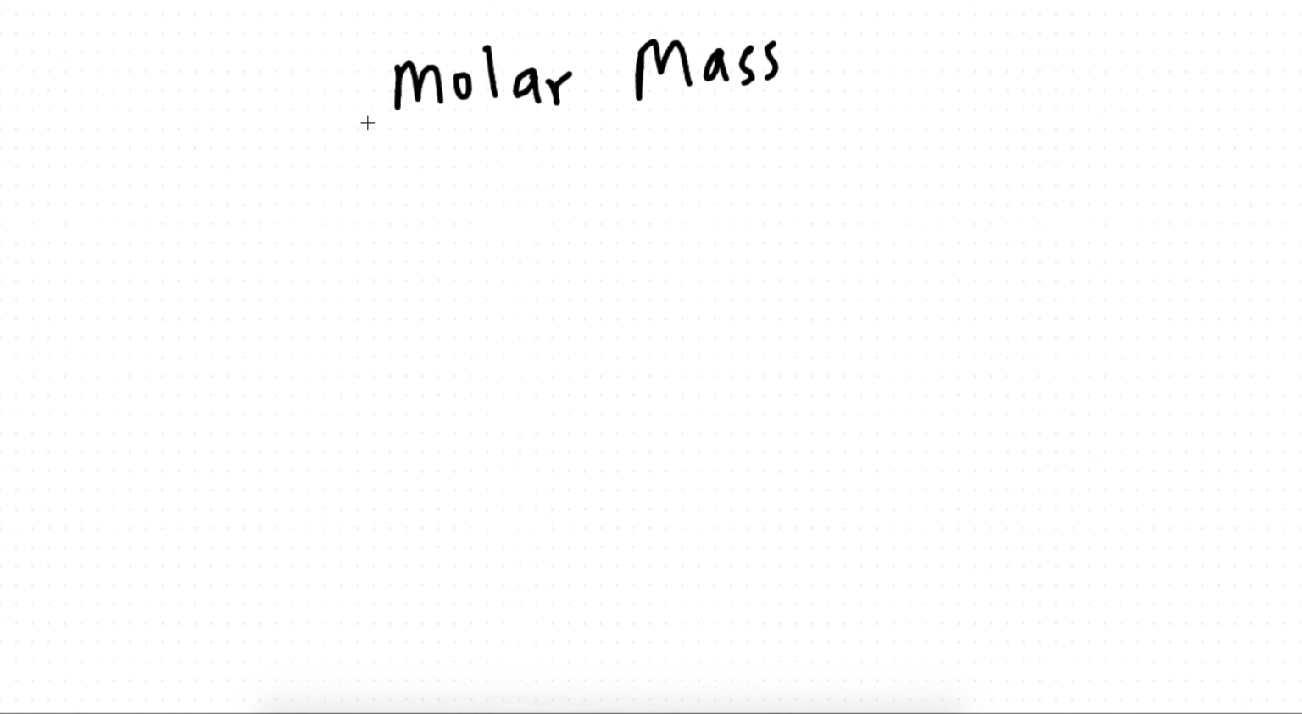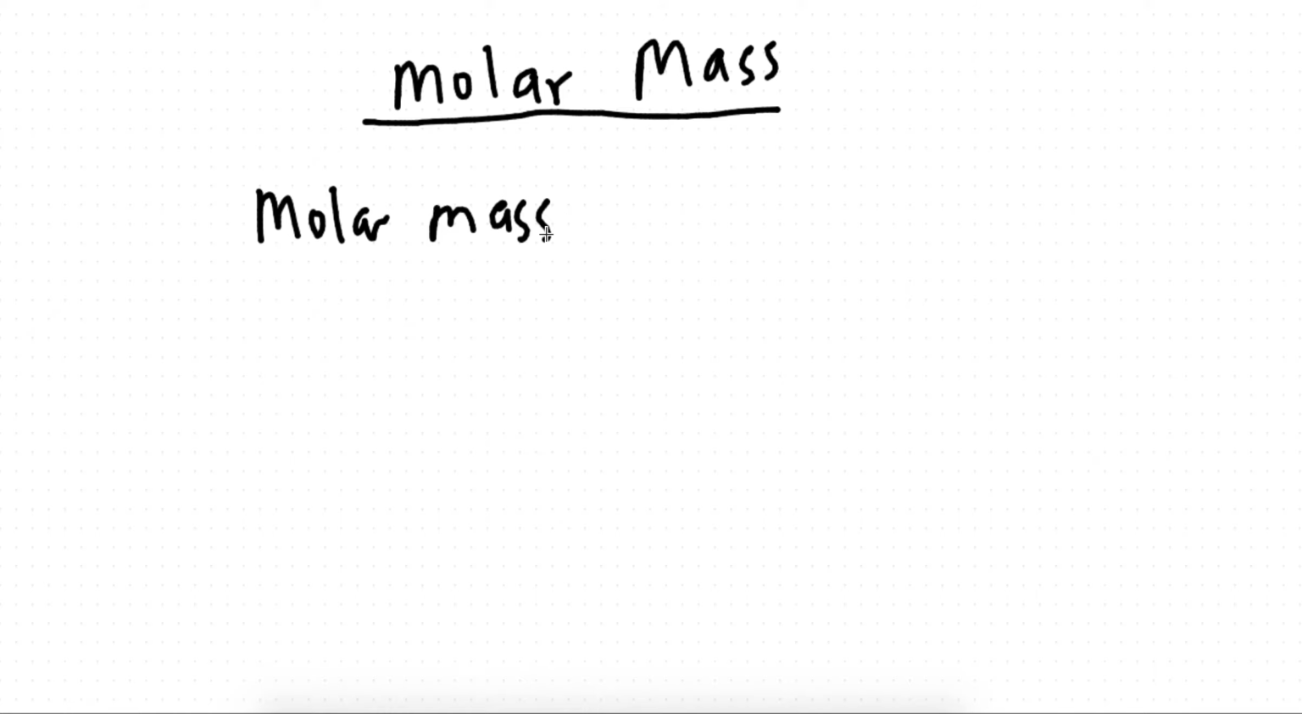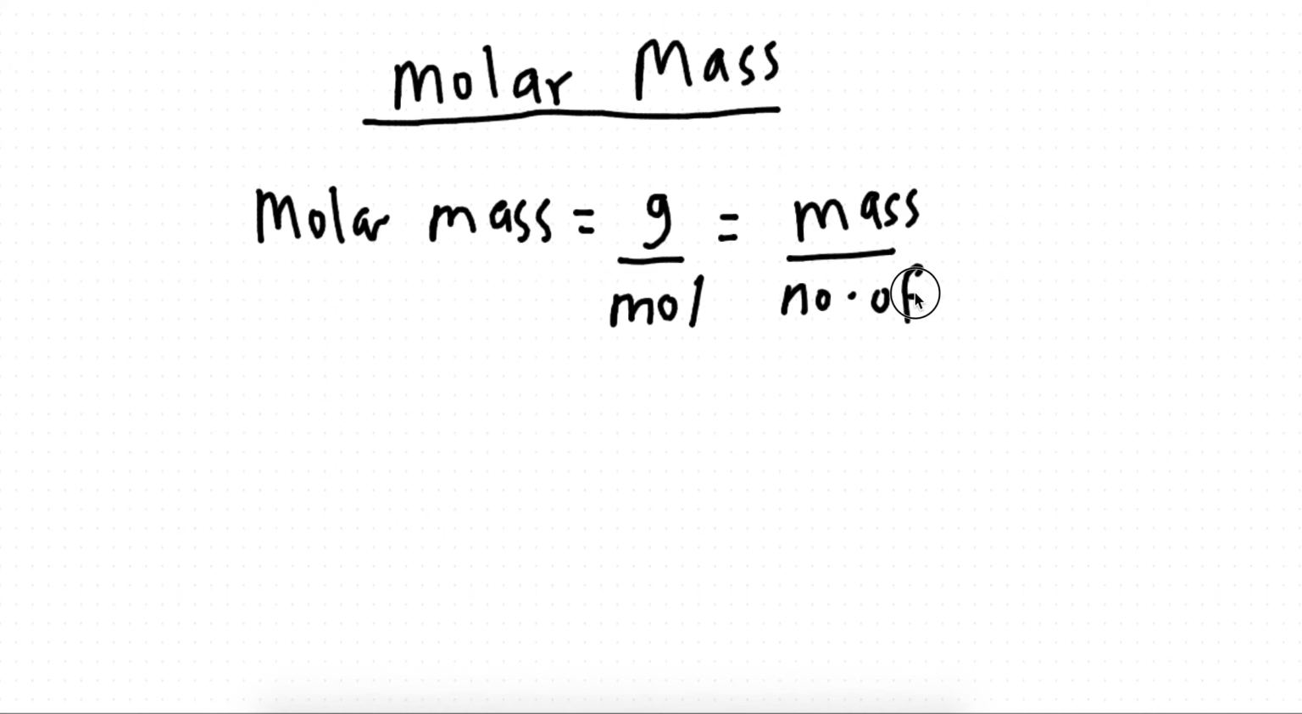Now, the way to understand molar mass is to look at the formula of molar mass. This is what I would do: I would just look at the unit. Molar mass equals gram per mole. What does this mean? If we translate this into words, molar mass is equal to mass over number of moles. The unit of mass is grams, the unit of number of moles is mole. So molar mass equals gram per mole.